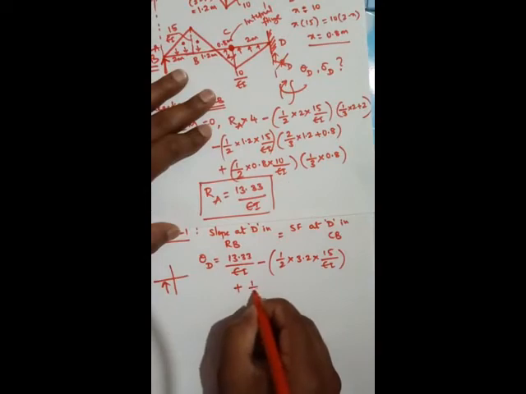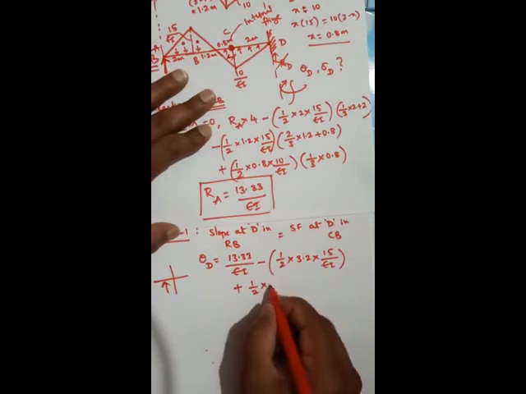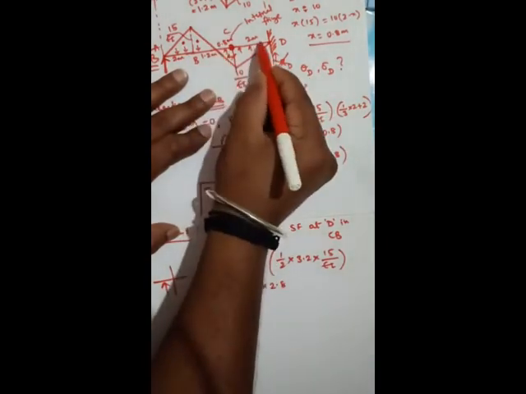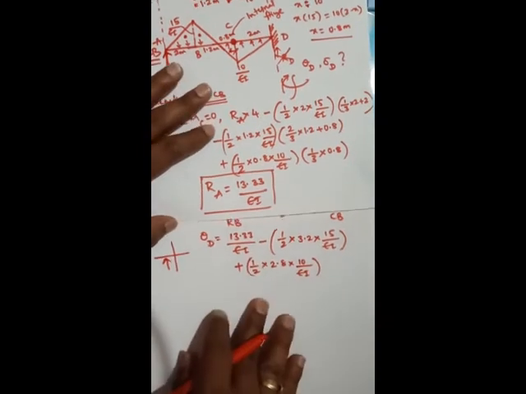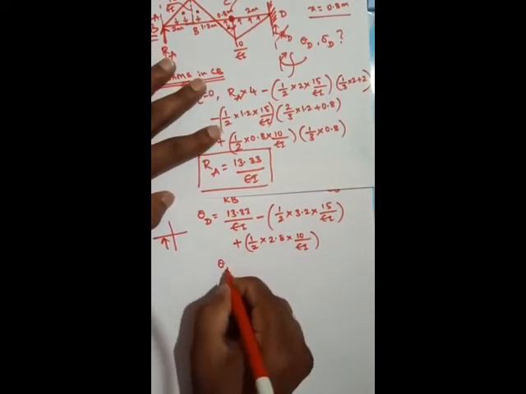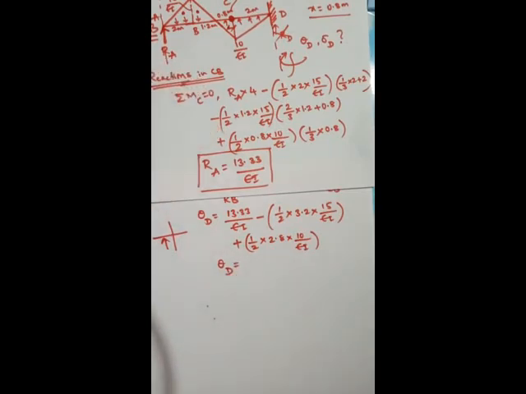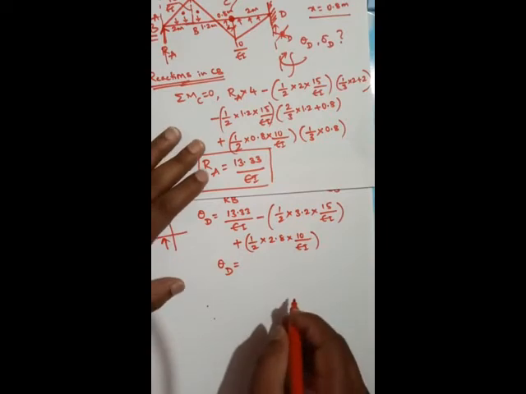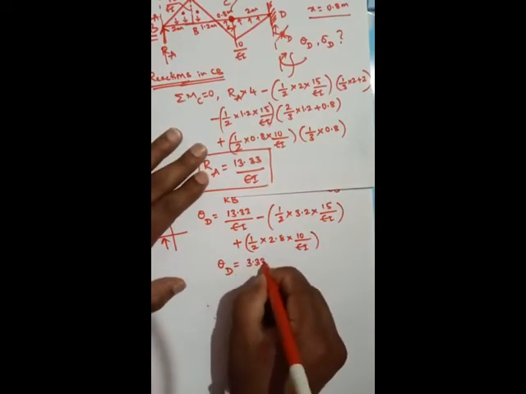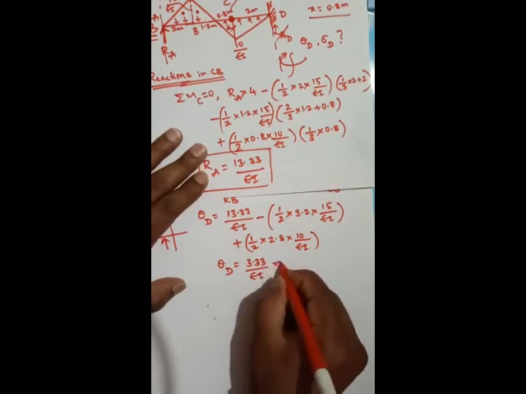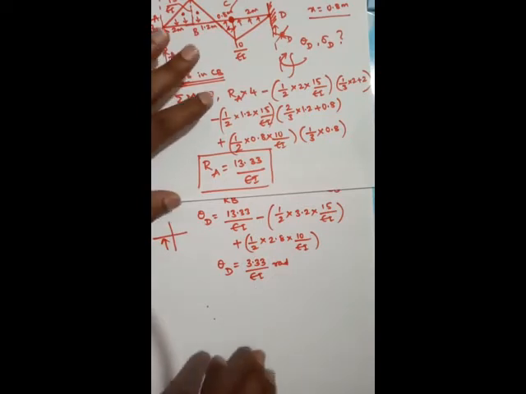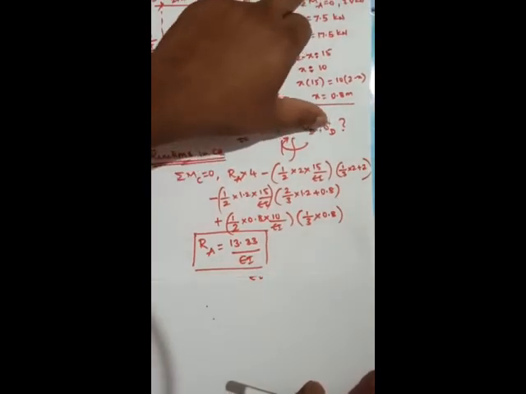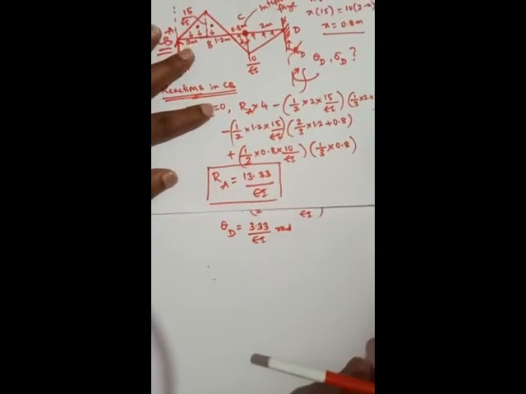So what is the area of that triangle? Half into base is 2.8. Now here to here it is 2.8 into height is 10 by EI, correct? So now simplify this, theta D you will be getting as 3.33 by EI radians. Okay, so now one more thing we need to find, that is free end deflection at point D.